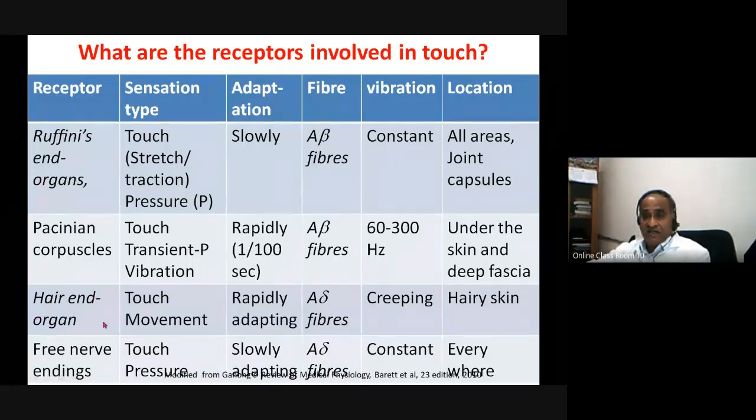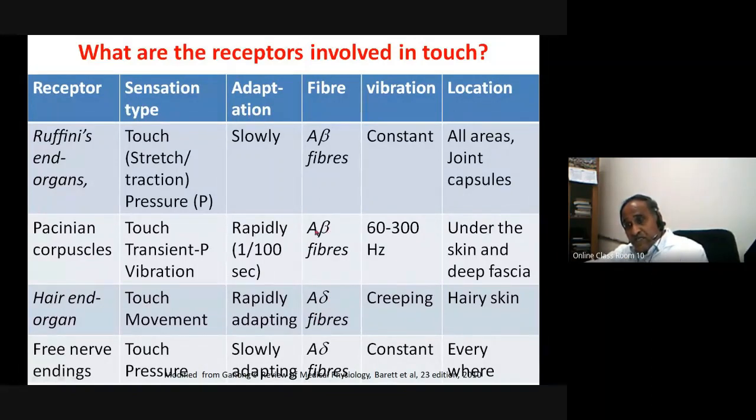Then the hair end organs. Hair end organs detect touch, especially touch in relation to movement. If some insect is crawling, you have that particular sensation, or if wind is blowing, you feel that sensation. So that type of sensation, touch as well as movement, is rapidly adapting. They also adapt rapidly, but not as rapidly as the Pacinian corpuscles. They may take about a second. These are carried by A delta fibers, which are slow conducting fibers.